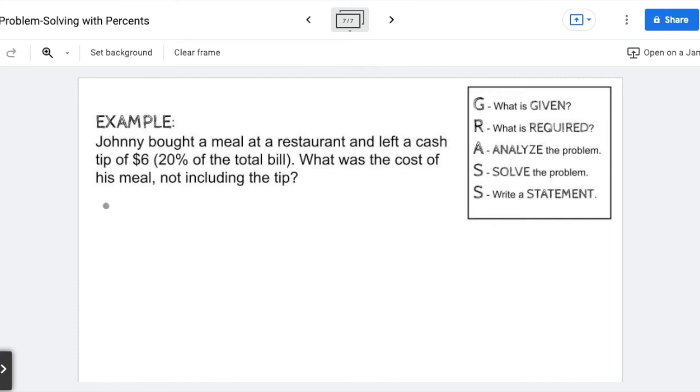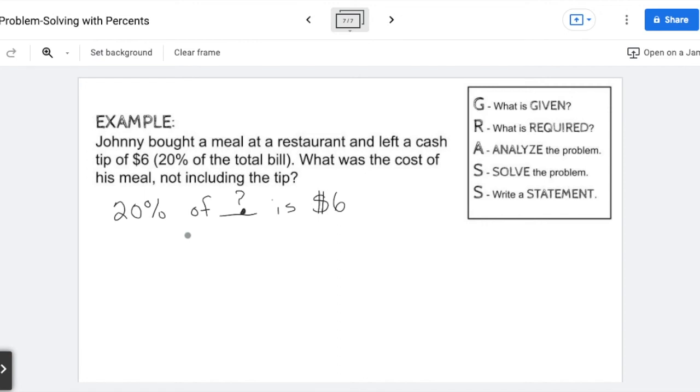So if we try to think about this problem in a similar way to our percent of a number problems, we could write down this information as 20% of something is $6. Now we need to find out what that something is, the total cost of his meal, not including the tip. But how can we do that?